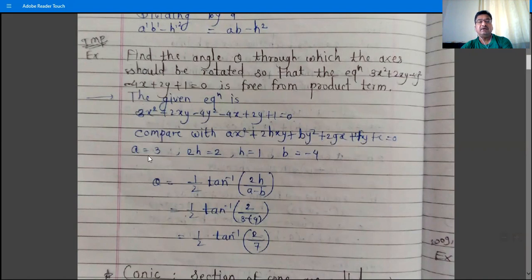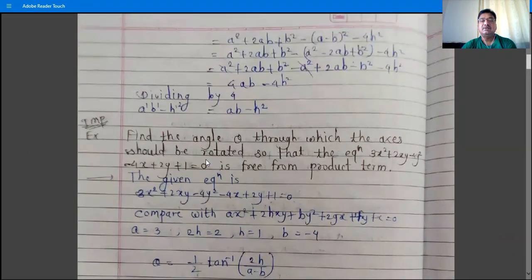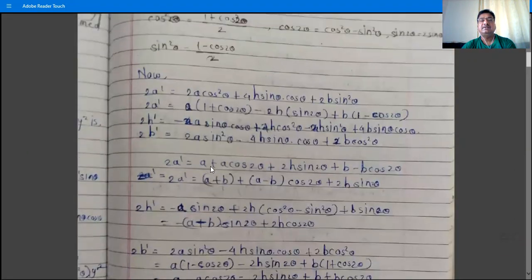And so we have a = 3, 2h = 2, therefore h = 1, b = −4, 2g = −4, and 2f = 2, and c = 1. Okay, so what is the angle theta? In order to remove the product term, the angle theta is what?